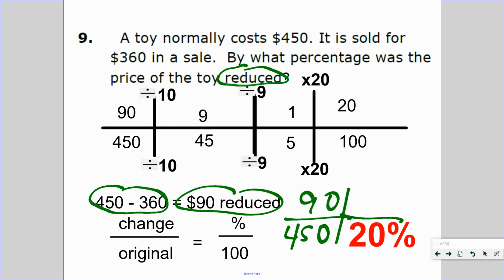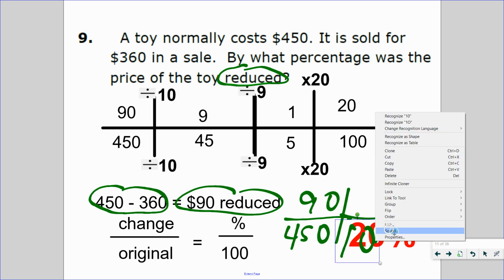So this is a percent of change question. So we figure out how much it changed by, $90 over the original. So can I turn this to a percent, 100% right here?